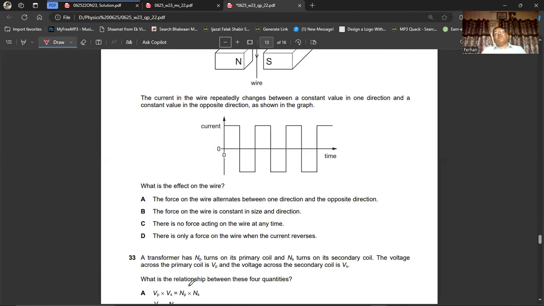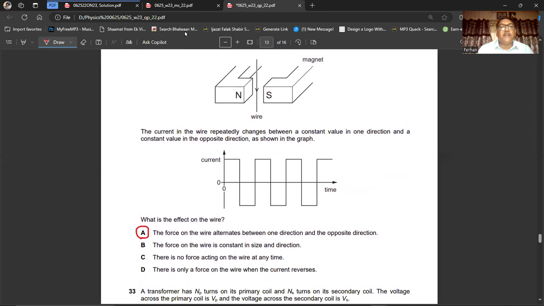There is no force acting on the wire at any time. That is wrong. It's a current carrying coil placed in a magnetic field. It experiences a force. D, there is only a force on the wire when the current reverses. No. The force is present all the time. Okay, so A is the choice. The force on the wire alternates between one direction and the opposite direction because the direction of the current is changing. So A is the option, sir. We think that for question number 32, A is the option.